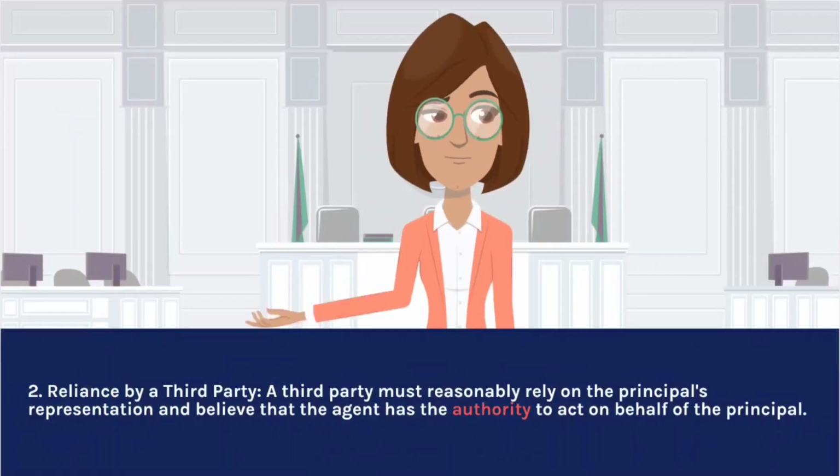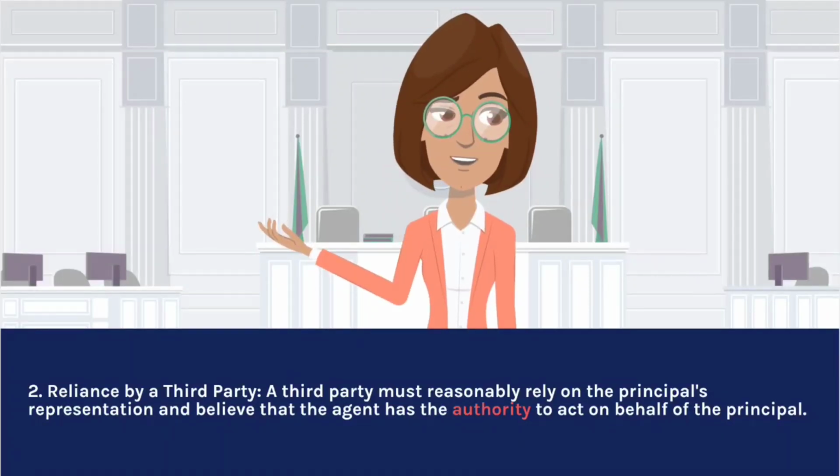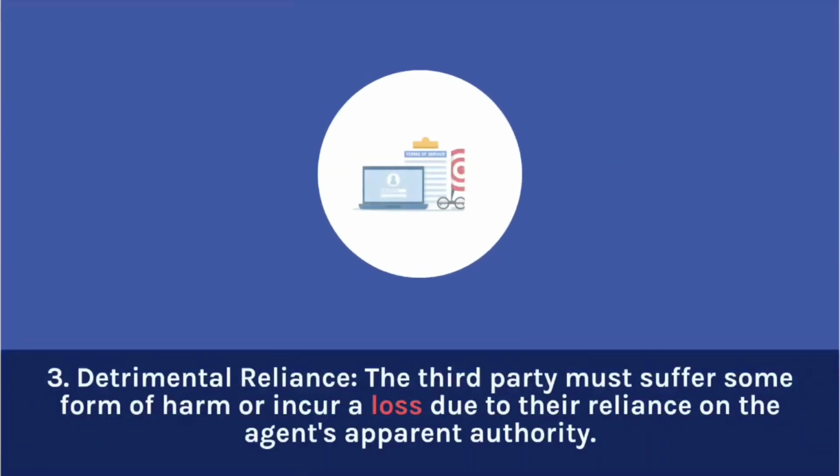2. Reliance by a third party. A third party must reasonably rely on the principal's representation and believe that the agent has the authority to act on behalf of the principal. 3. Detrimental reliance. The third party must suffer some form of harm or incur a loss due to their reliance on the agent's apparent authority.